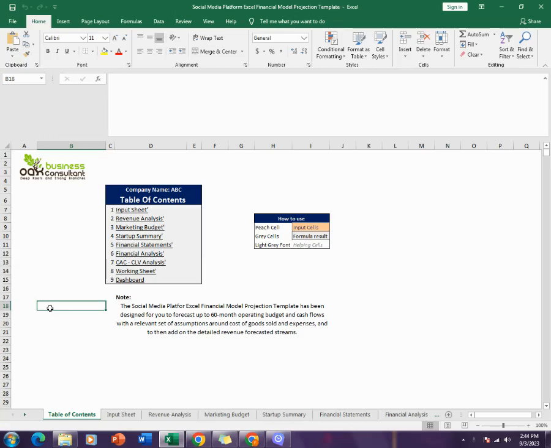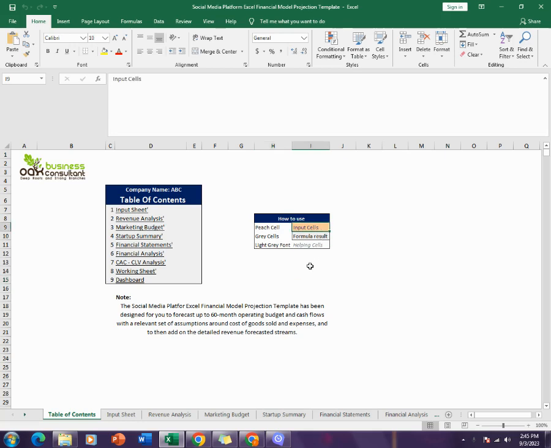Consultant. Today we have brought you another financial model. This one is a social media platform Excel financial model. As you can see over here, it includes all these sheets, and it goes for 5 years or up to 60 months of assumptions, as well as financial statements and financial analysis, which are also included up to 60 months or 5 years.